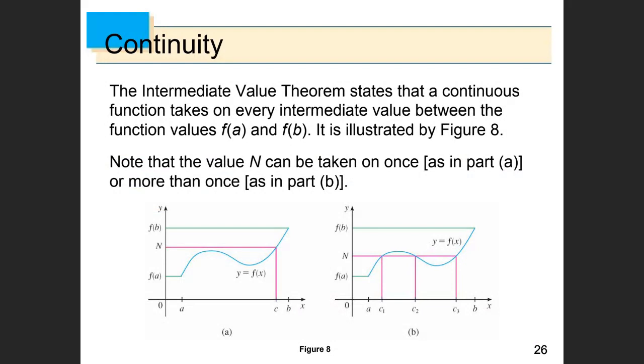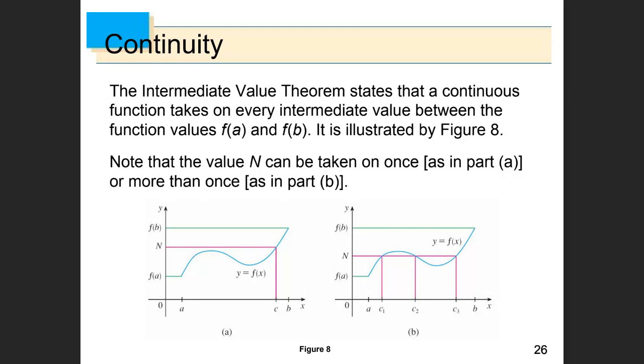Let's look at this. Now, these are different ways in which we can choose our n. So you see, n here can be chosen to be just one value between f of A and f of B. And your number C lies in the open interval between A and B, and here we only have one choice of C. All right.